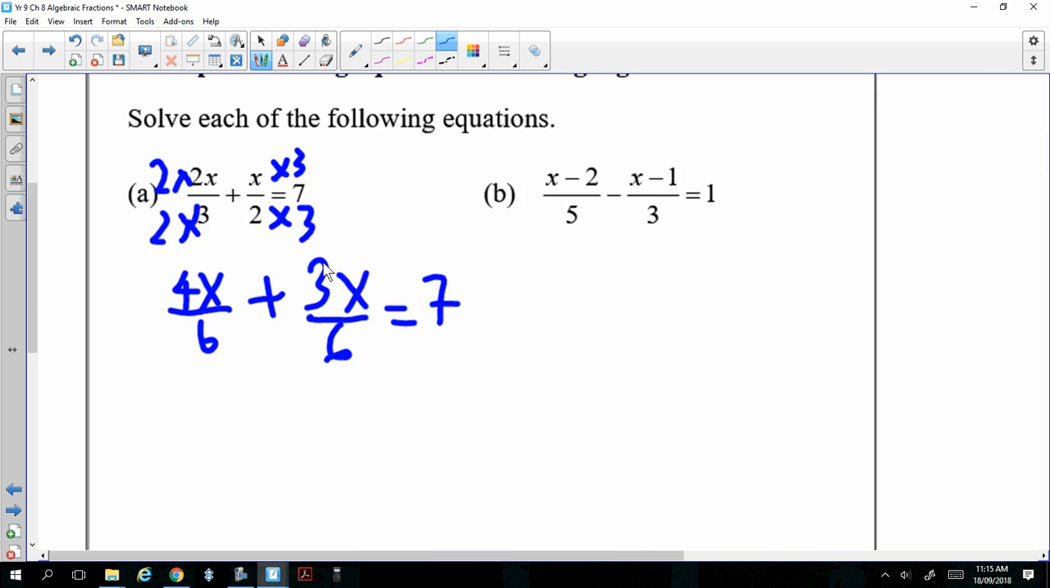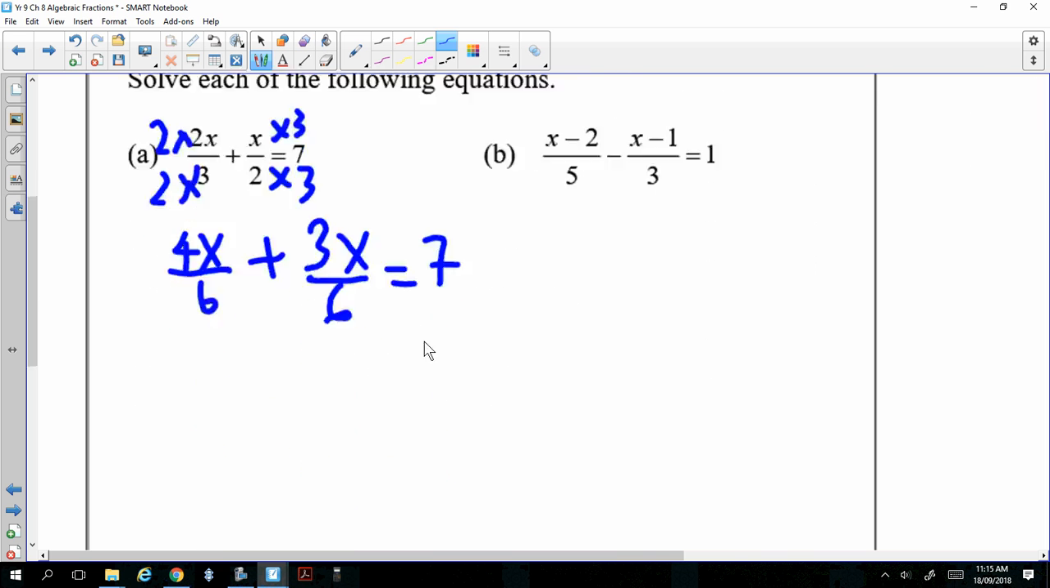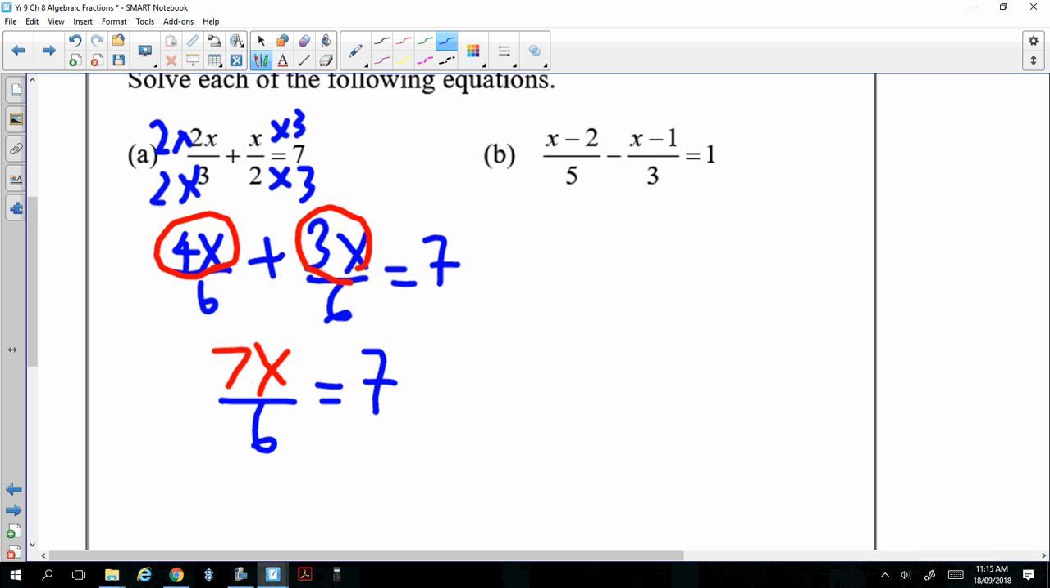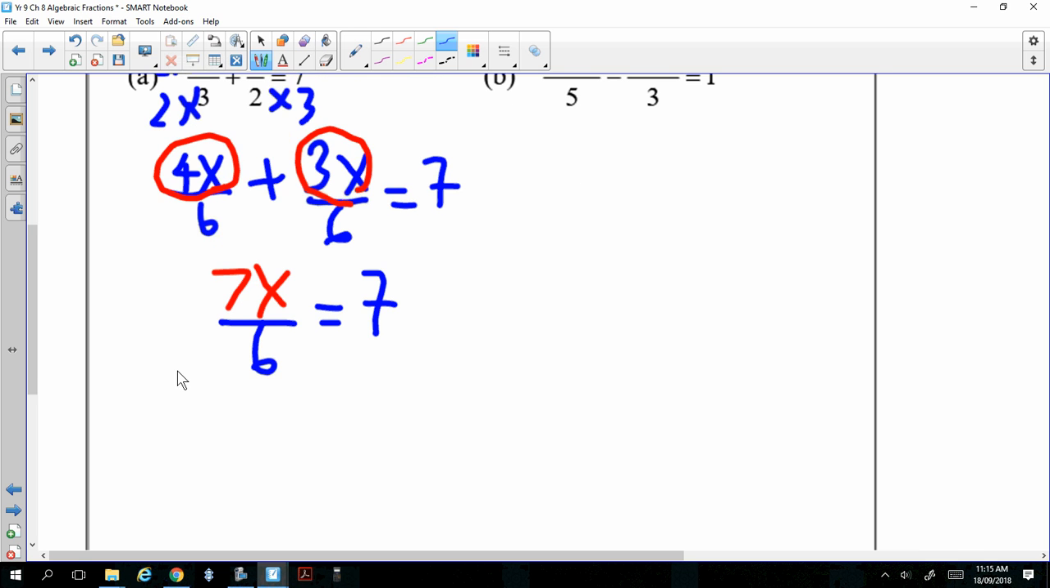3x over 6 equal to 7. Once they have the same denominator, you can now add them. So 4x plus 3x is 7x over 6. And then we'll have to do the inverse operation: times by what? By 6. That will cancel the 6. So you get 7x equals 42.